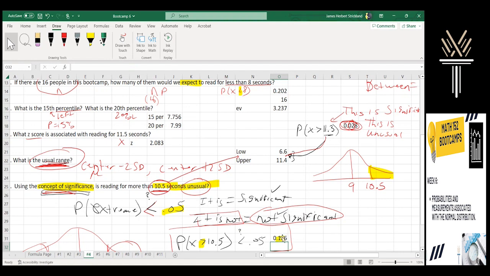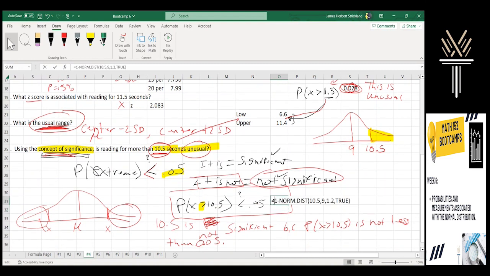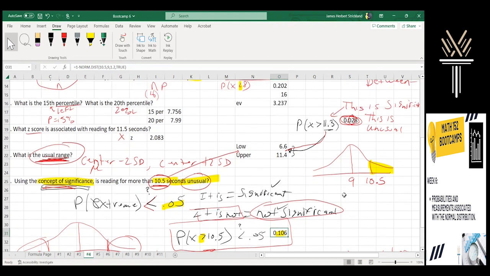Deviation here, the calculation is still bigger than 0.05. And so we should have had, the mean was 9, but the standard deviation was 1.2. I put 3 by mistake. But nonetheless, 0.10 is bigger than 0.05, so you would still not call it significant. But yes, the concept of significance does not always produce the same solution as the usual range method. So verify that. Okay, let's keep it going.